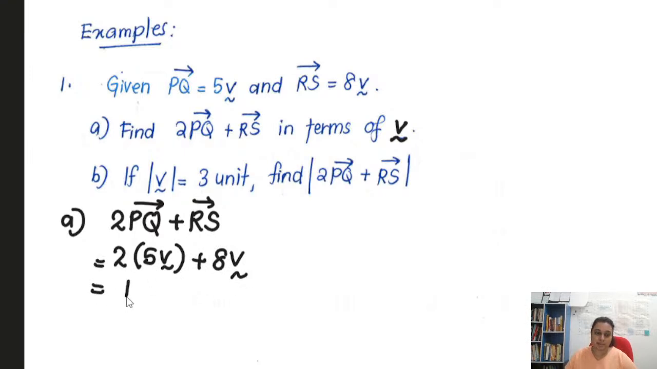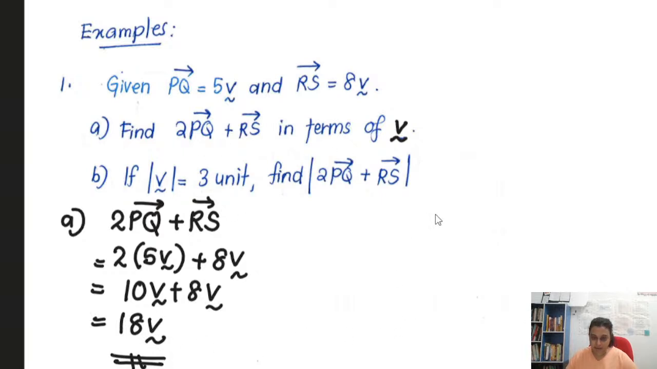So what do we get here? 10V plus 8V. So we get 18V. So you already got your answer dalam sebutan V. That's all. You see the plus. Very easy, right? Okay, B. What is this? Did teacher explain to you all in the first part or haven't yet?